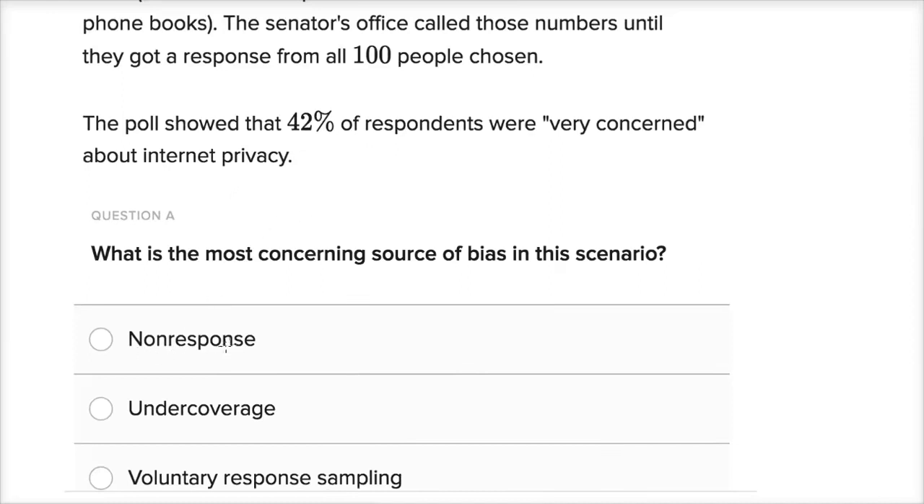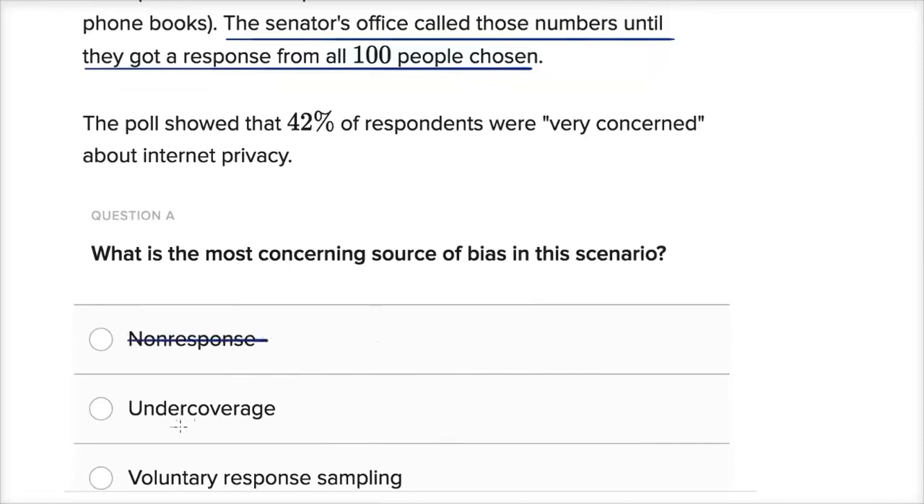So non-response would have been the case if we selected these 100 people, and let's say only 50 people answered the phone and we didn't keep calling them. Then we'd say, well, 50 of the people who we sampled to answer our survey didn't even respond. There was a non-response there. What was there about those 50 people? Maybe there was something that would have skewed the survey, or actually, if we had gotten them, it would have gotten better data. But in this case, they tell us the senator's office called those numbers until they got a response from all 100 people chosen. So the 100 people that they chose, they made sure they got a response. So non-response is not going to be an issue here.